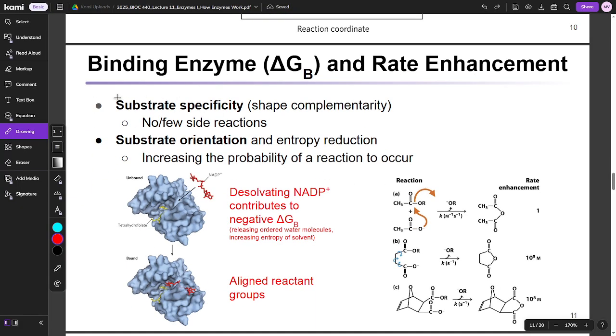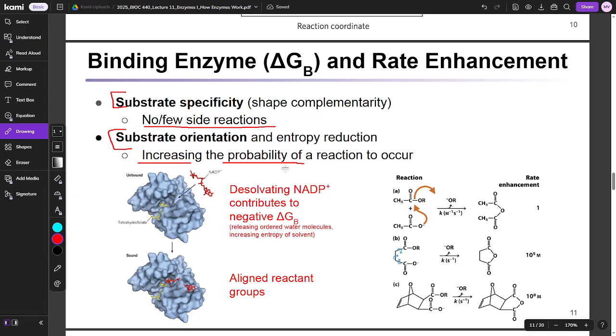Right, so enzymes have specific substrates. They orient substrates in a specific way. They increase the probability of a reaction occurring, because they put two things in contact that are meant to be in contact to cause a reaction. And also, for substrate specificity, they only bind certain substrates because they're chiral.